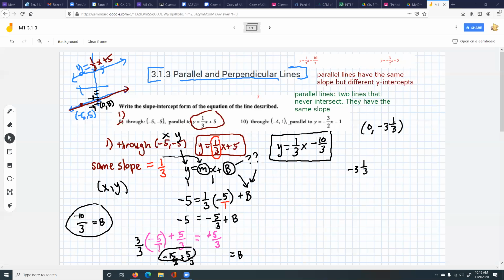So we're going to do another example, number 10 right here. So let me erase. I'm going to have to erase at least some of this work. So let me erase this.